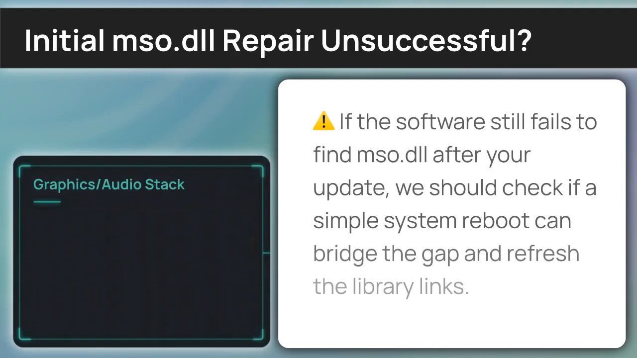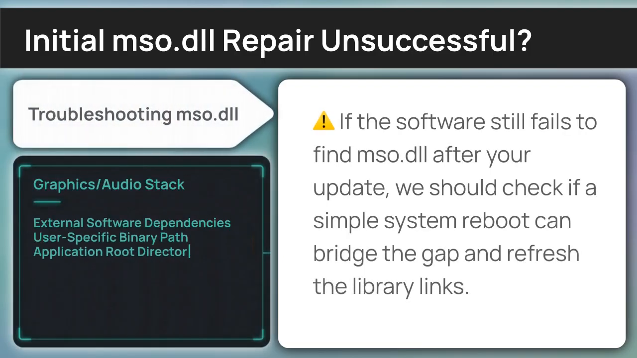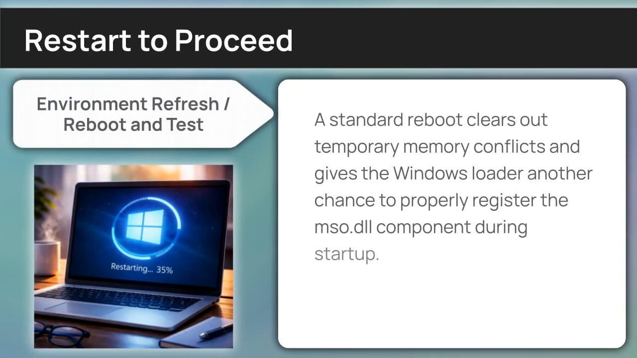If the installer was unable to bridge the gap, we will move to phase 2 of our diagnostic to refresh the system's memory. A quick reboot can determine if the error is transient. While it won't fix a deleted file, it can re-establish the connection between your software and the MSO library file if the path was temporarily busy.